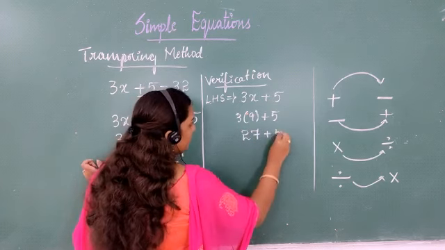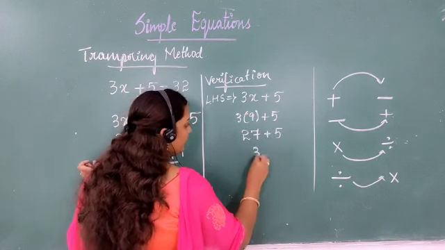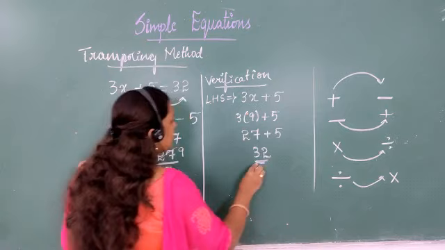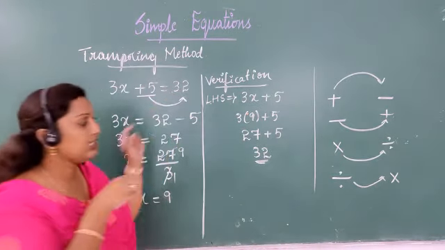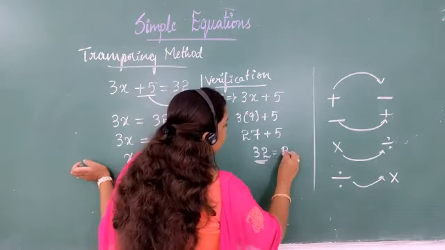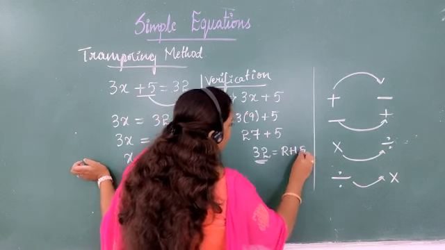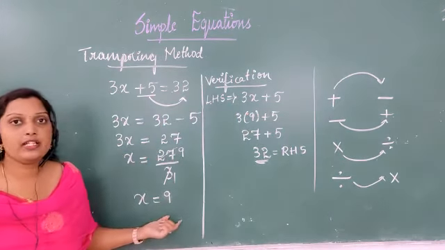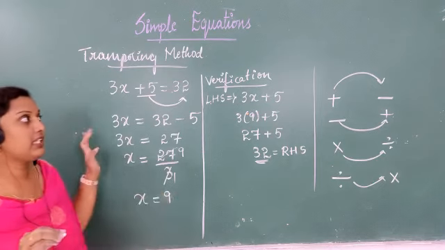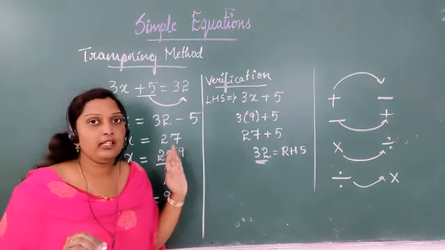27 plus 5, 32. So is this the RHS you have here? Yes. So both LHS and RHS are equal. Therefore, the solution you have found is correct. Okay. This is how you do the transposing method.